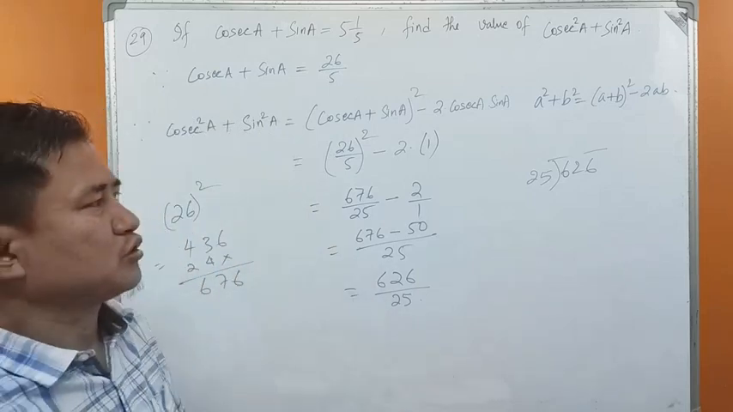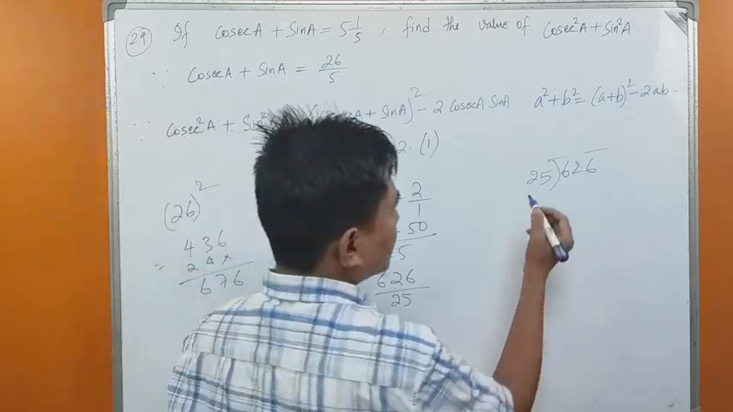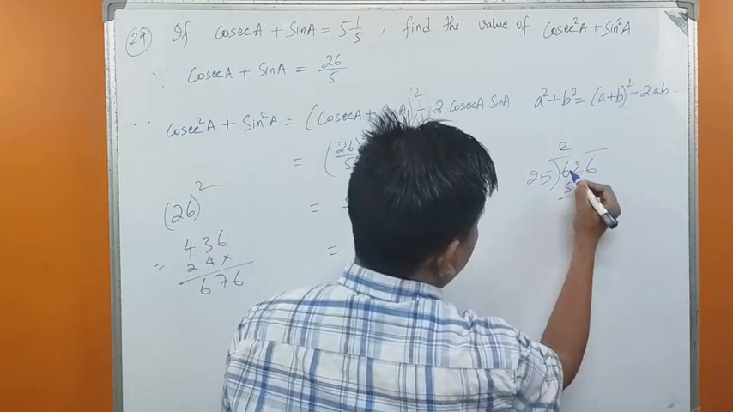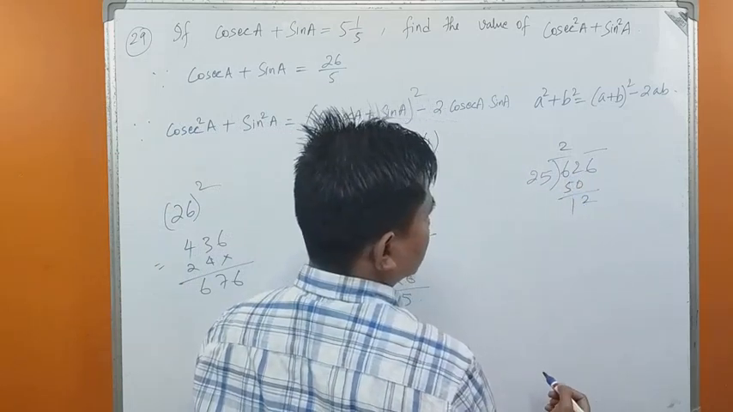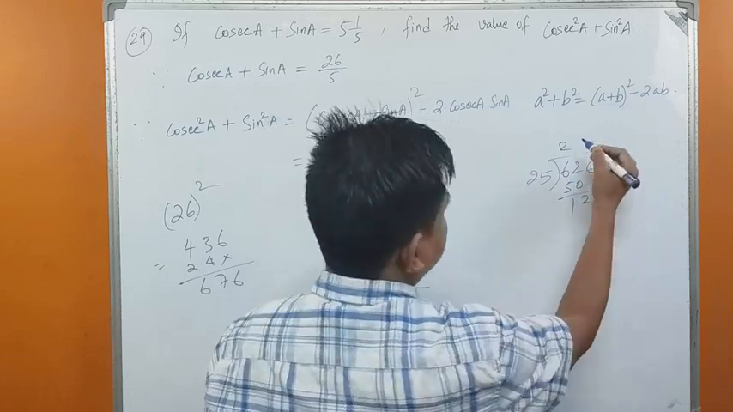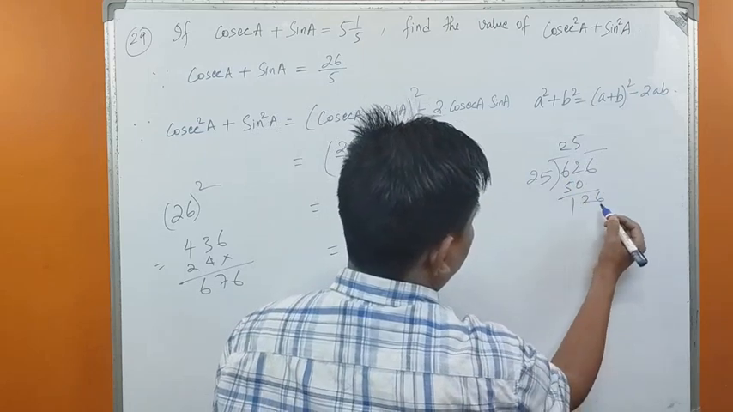So let us convert this into mixed fraction. Okay, 25 2s are 50. So 2, 6 minus 5 is 1, isn't it? So this 6 comes down. 25 4s are 100, 25 5s are 125.